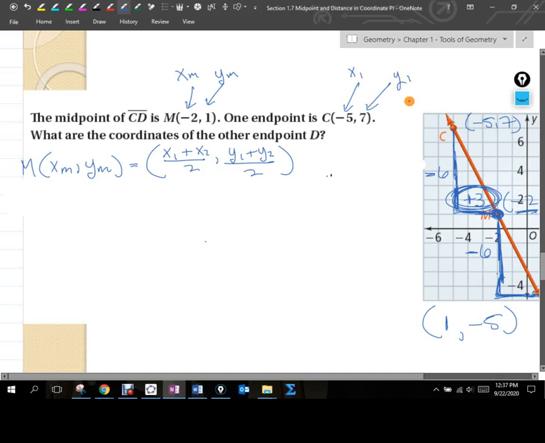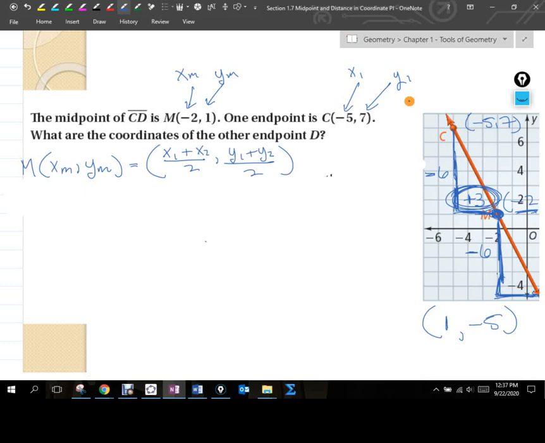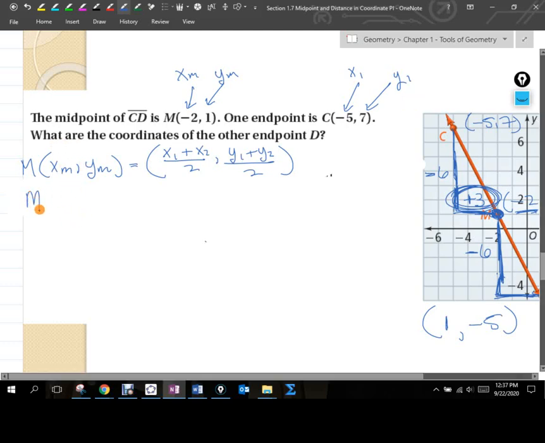Okay? Now, look at your formula. Do you have an x sub m in your formula? You have a y sub m in your formula, right? You have an x1 and a y1 in your formula. Let's plug those things in. So x sub m was negative 2. Y sub m is 1. X sub 1 we said was negative 5. X sub 2, we don't know what that is. That's what we're looking for. That's the x coordinate of the other endpoint. Divide by 2. Y1, we know that to be 7. Y2, we don't know. That's the other coordinate of the other endpoint. Divided by 2.